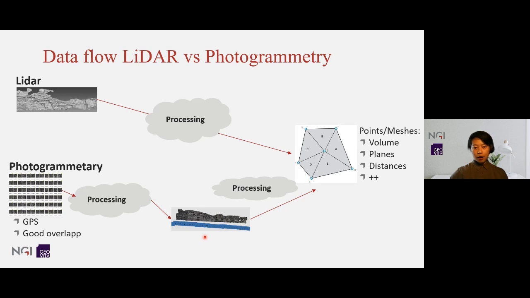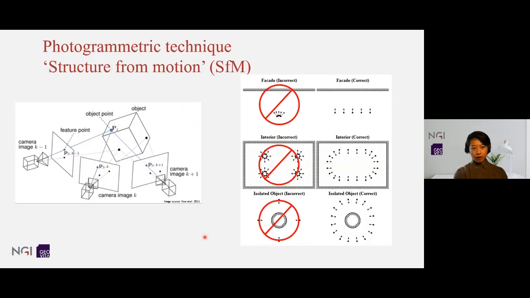So the processing time for photogrammetry is longer than LiDAR and more complicated. The imaging technique, or photogrammetric technique, that I'm talking about here, we call structure from motion. Actually, you don't have to move while you're taking pictures, but the sense is that you take pictures from different positions of the same object.